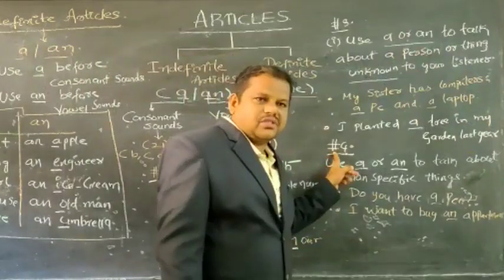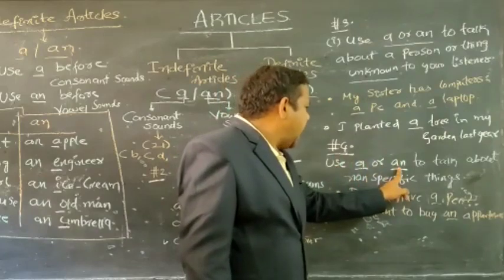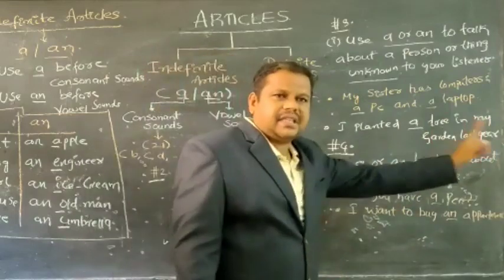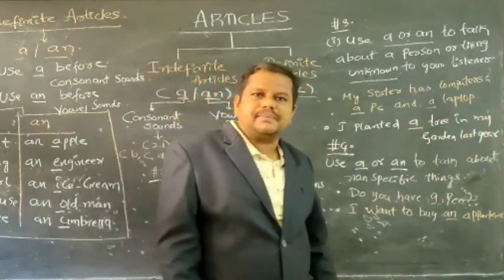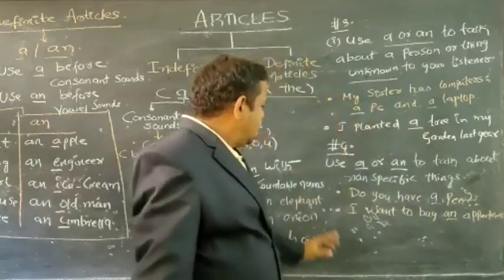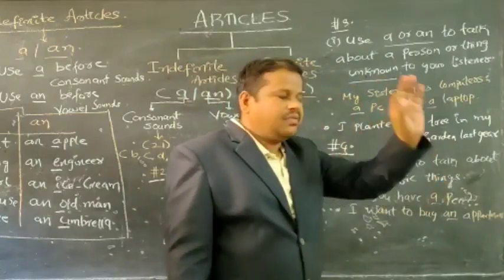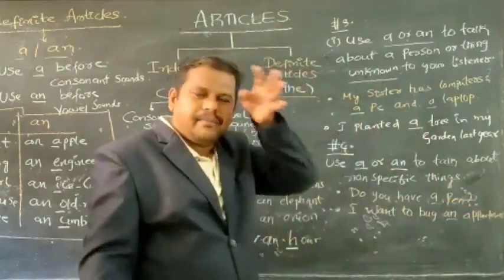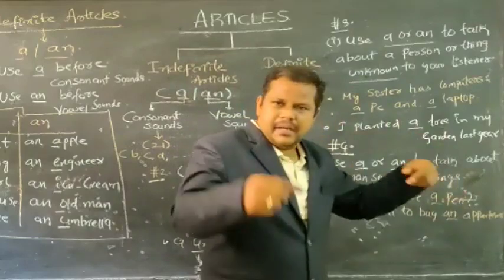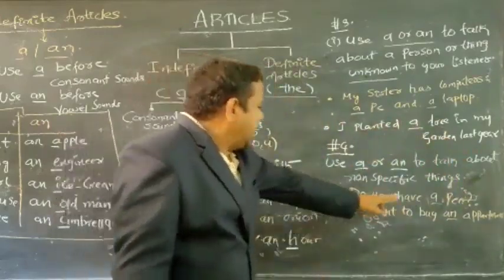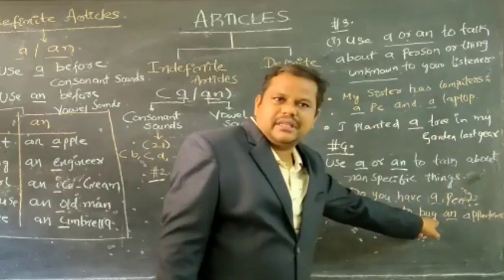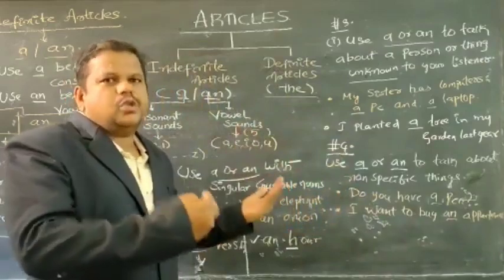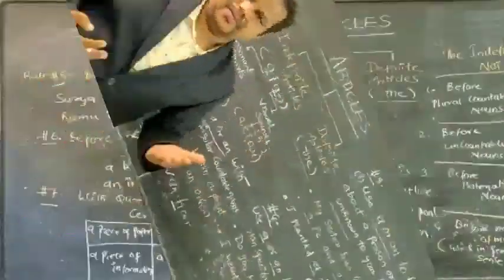Then the last one, the fourth one, see this one. Use A or AN to talk about non-specific objects or non-specific things. If you are talking about a specific thing, we have to use THE. If you are talking about non-specific things, we have to use A. Example: Do you have a pen? I want to buy an apartment. So A is used with a consonant sound, and AN is used with vowel sounds.